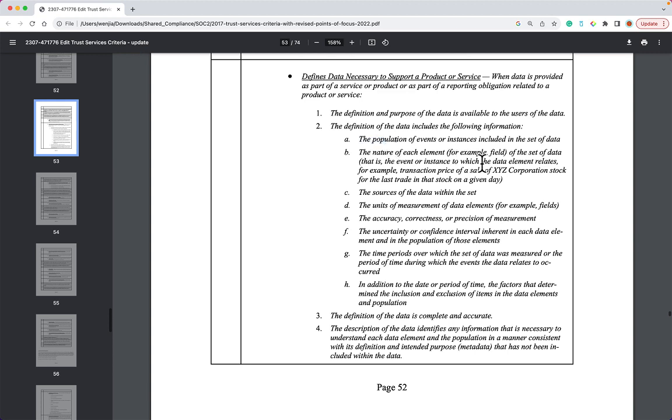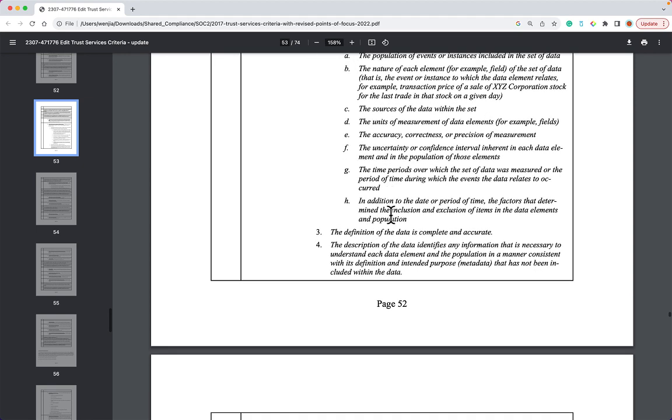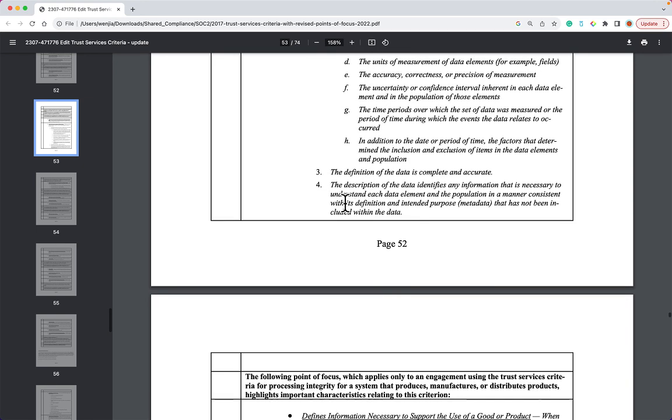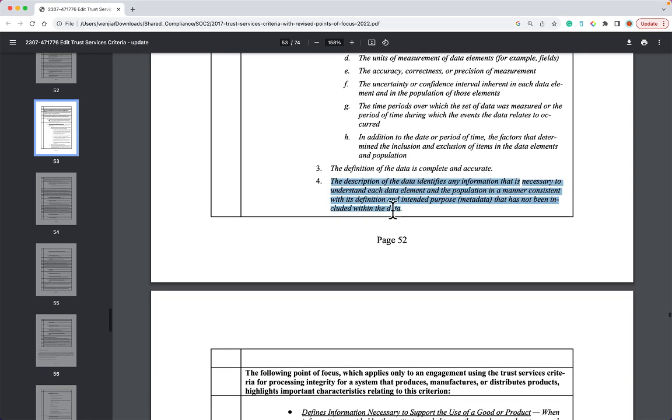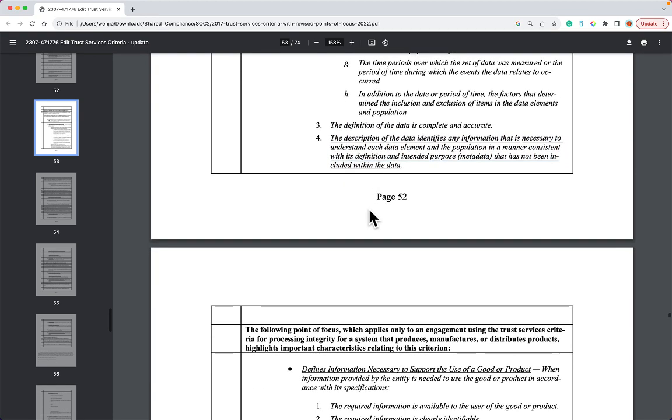population of events and instances included in the set of data, the nature of each element, like what you are using. You have to be very clear, very specific. What are they, where are they from, and why you are using them. So yeah, this one is very specific and detailed.